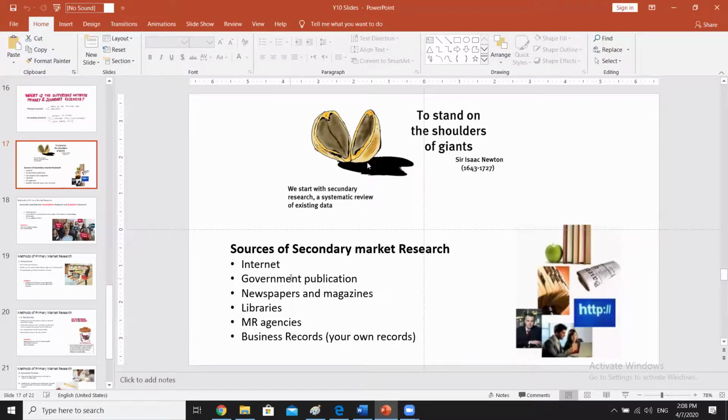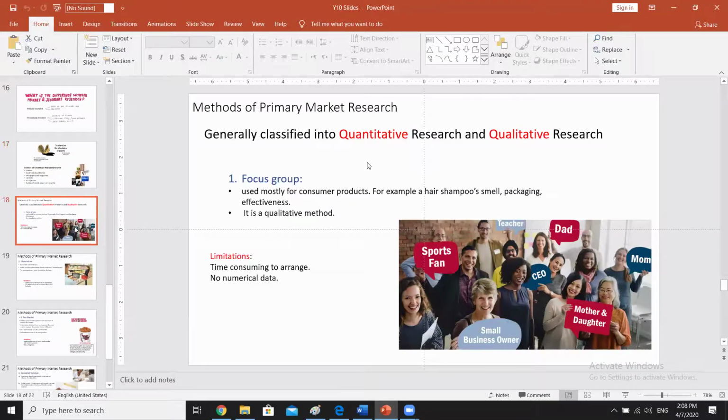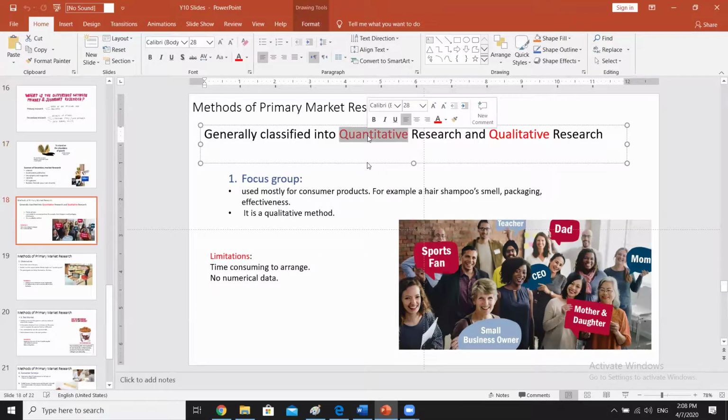Today, we are going to do the same thing for primary market research. So what are the sources for primary market research, or what are the methods of primary market research? Okay, so we classify primary information data into two. It could be quantitative or it could be qualitative. Okay, I'm sure you know the difference between the two. Quantitative means that the data we get could be measured. So it's numerical data. While qualitative, it's information that you cannot measure.